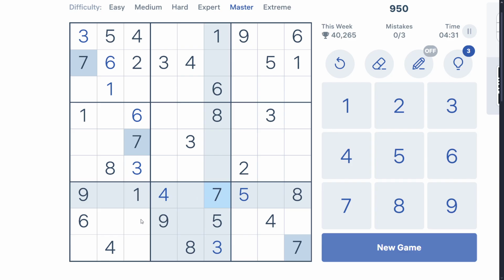I need luck with this, apparently. I'm not that good at Sudoku, so yeah.